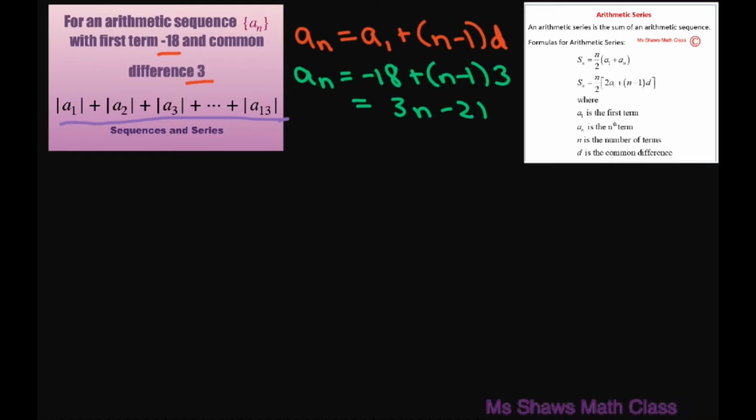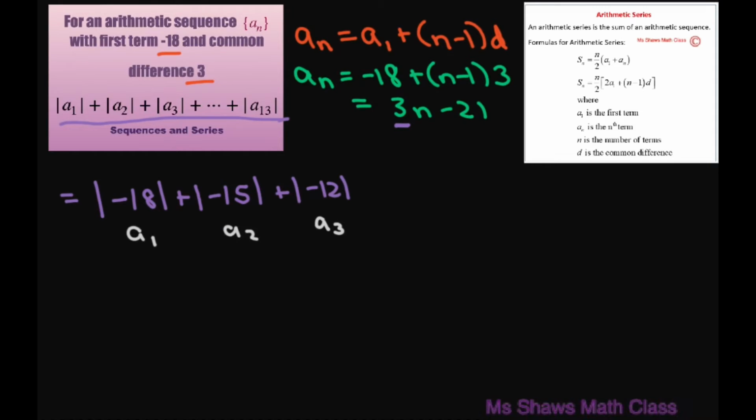We're trying to find the sum. So this is going to equal negative 18 for the first term. And then basically you just keep adding 3. So the next one would be negative 15. Next one would be absolute value of negative 12. And again, this is your first term, your second term, and your third term.